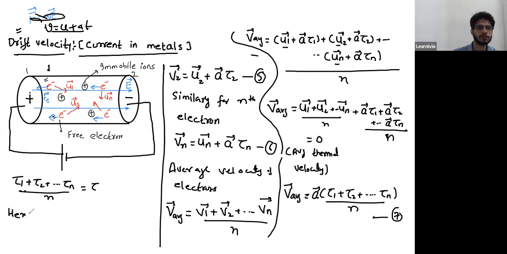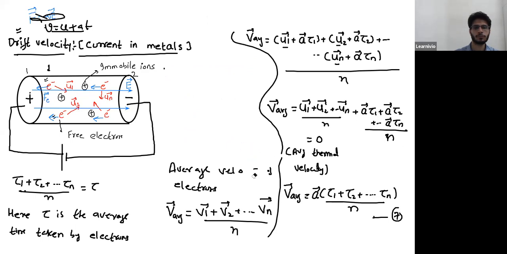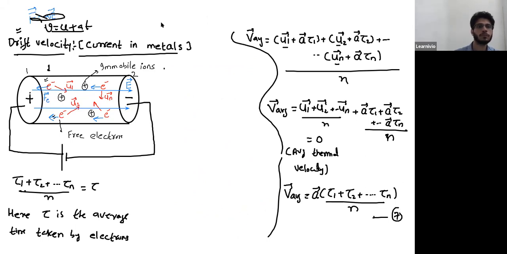Here, tau is the average time taken by electrons for two successive collisions with ions, known as relaxation time.